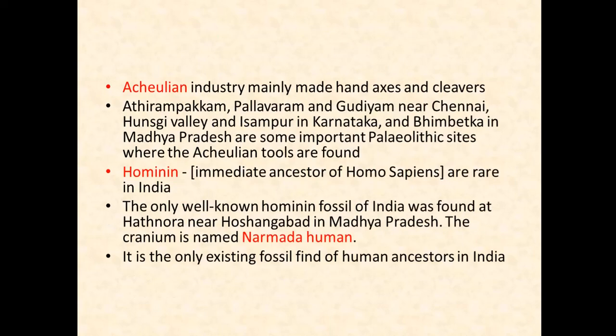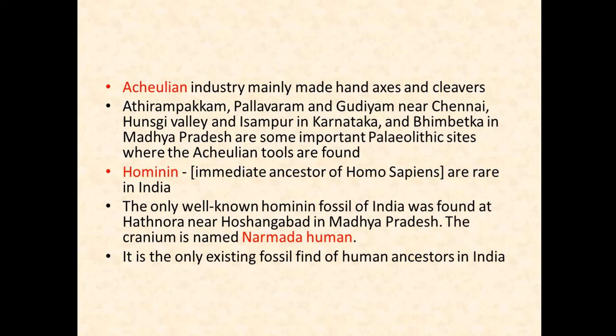Acheulean industry mainly made hand axes and cleavers. Adirampakkam, Pallavaram, Gudiyam near Chennai, Hunsgi Valley and Isampur in Karnataka, and Bhimbetka in Madhya Pradesh were some of the important Paleolithic sites where the Acheulean tools are found.